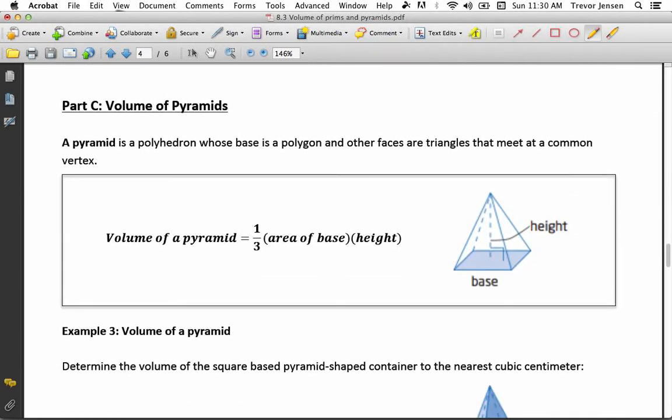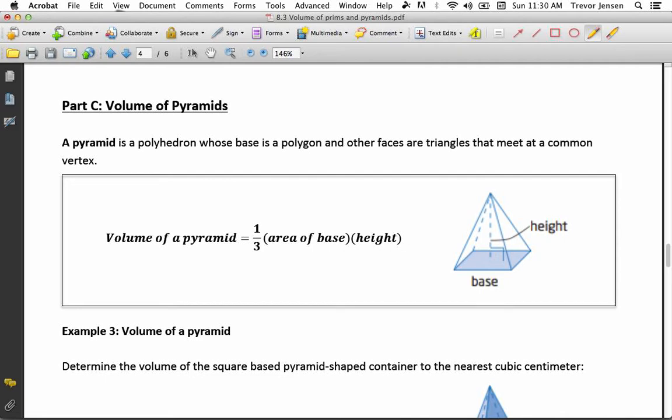Okay, so now we've learned how to find the volume of a prism. Okay, you always just do the area of the base times the height. Okay, how do we find the volume of a pyramid? To find the volume of a pyramid, all you have to do is the same thing, area of base times the height, but you then must multiply that by 1/3 or divide it by 3. So 1/3 area of base times height will find you the volume of a pyramid.